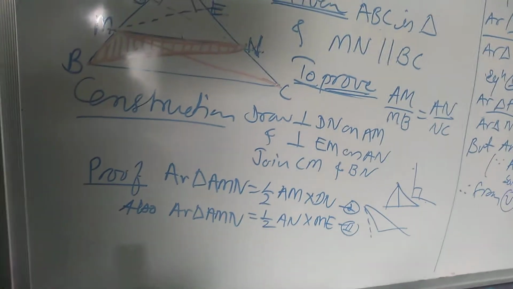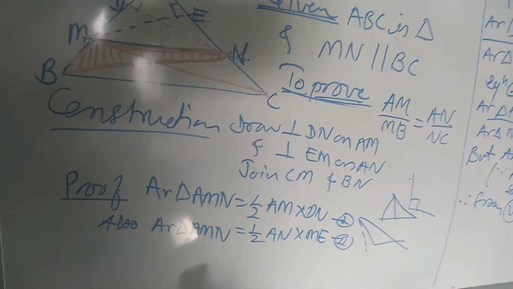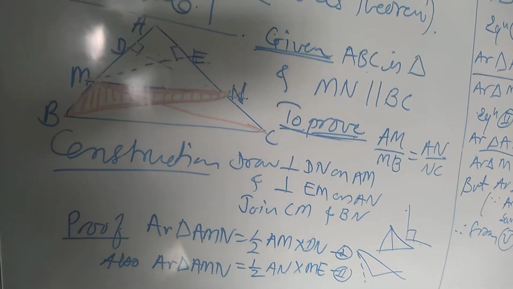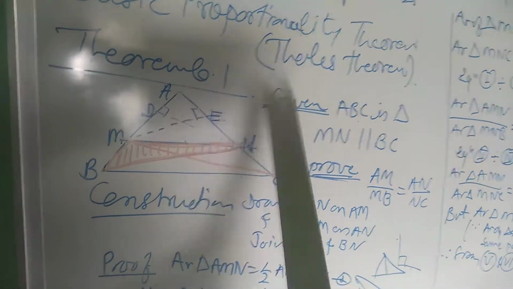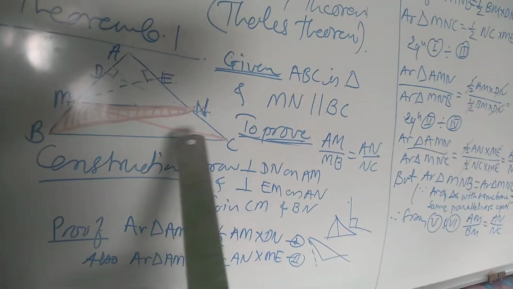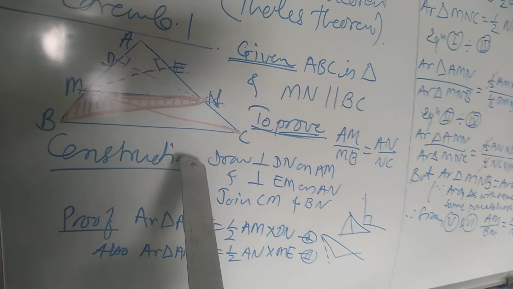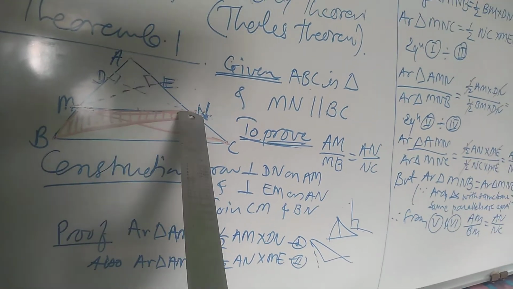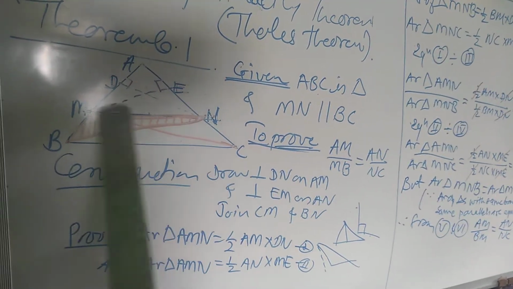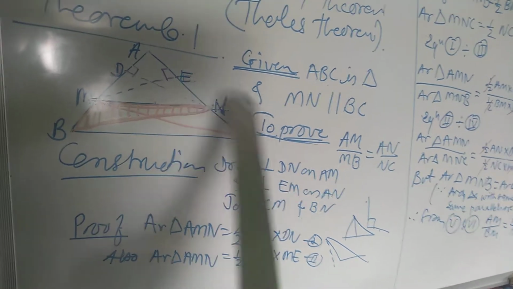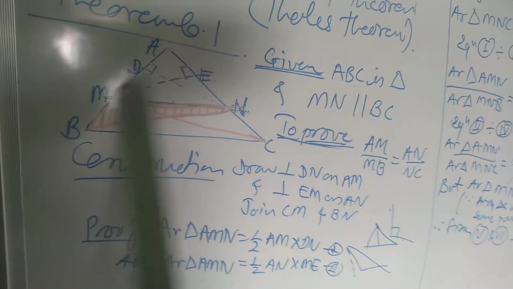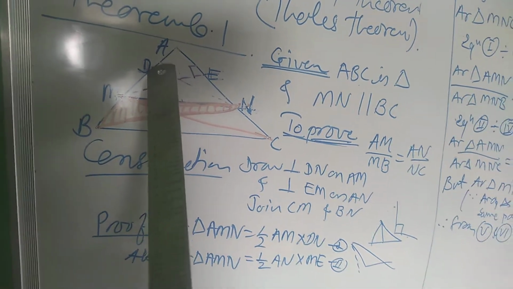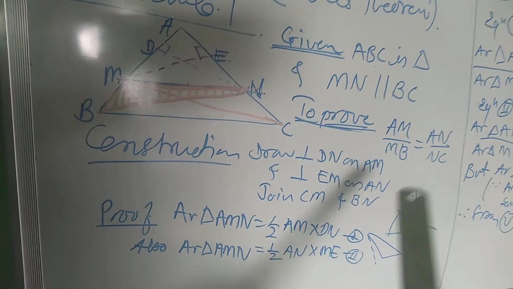Okay, so in the proof you have to write down the area of the triangle AMN. Area of the triangle AMN can be calculated in different ways. Now we are going to use the formula half base into height. So if AN is taken as the base, then ME will be the height, so you can write it like this. If AM is taken as the base, then ND will be the height, and you can write it like this.